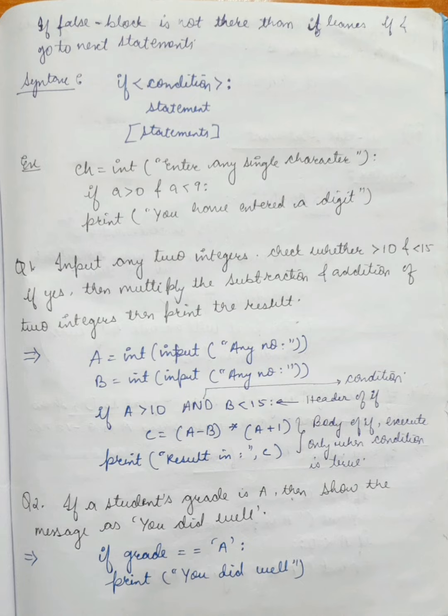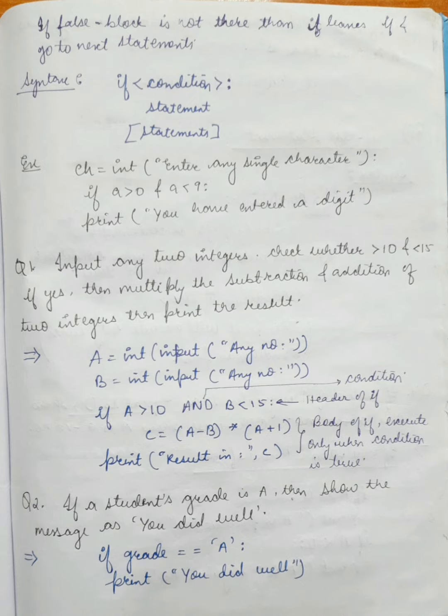Here ch means character and int means integer. So ch = int(input("enter any single character")). If a is greater than 0 and a is less than 9, header, then print you have entered a digit. So you can run the code to check.